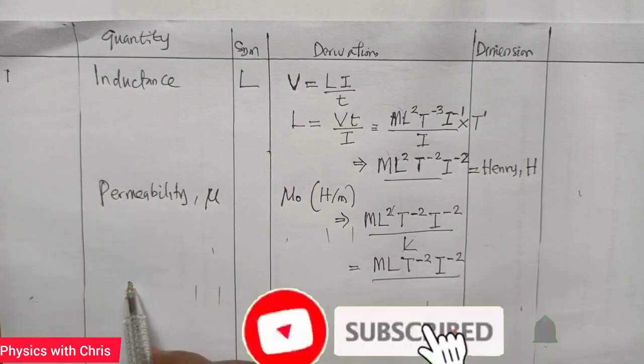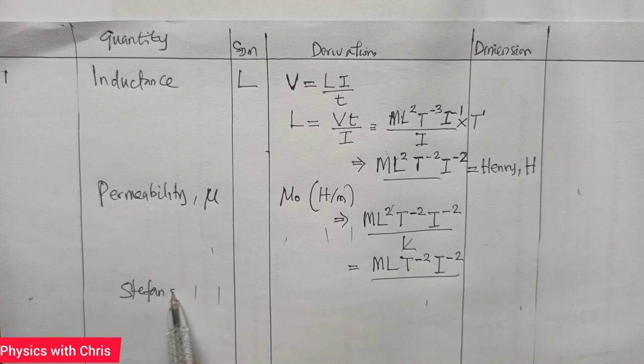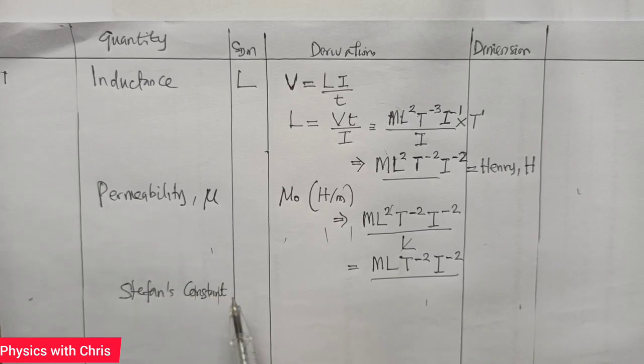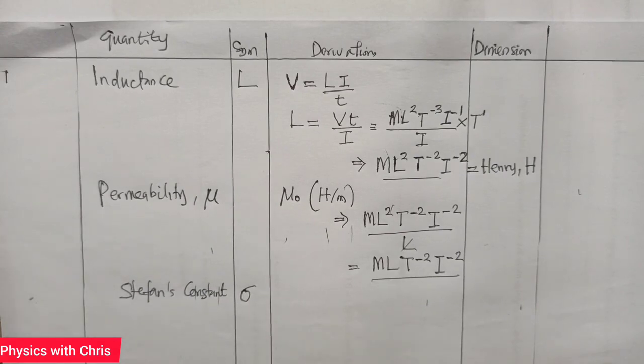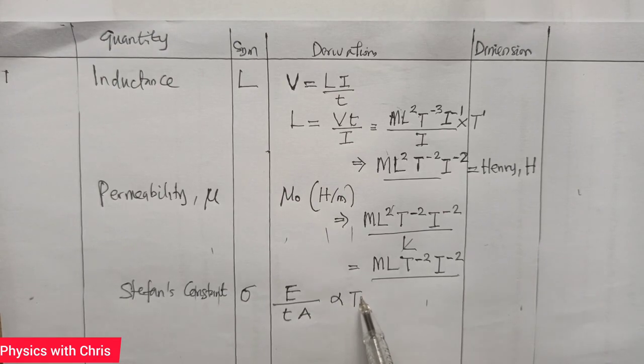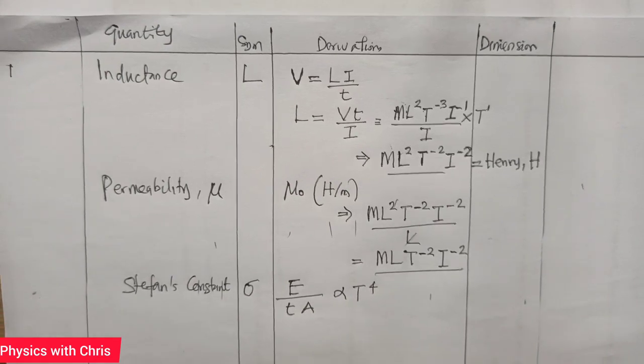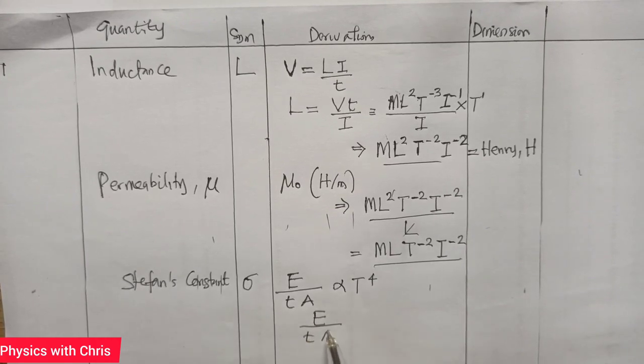Now let's look at the dimension of Stefan's constant. Where is this constant used? I need to understand that the energy radiated from a black body per unit surface area per unit time is directly proportional to the fourth power of temperature. So this is where Stefan's constant comes in. If I rewrite this very quickly and bring in my equal to sign, I have my constant of proportionality, which is this.